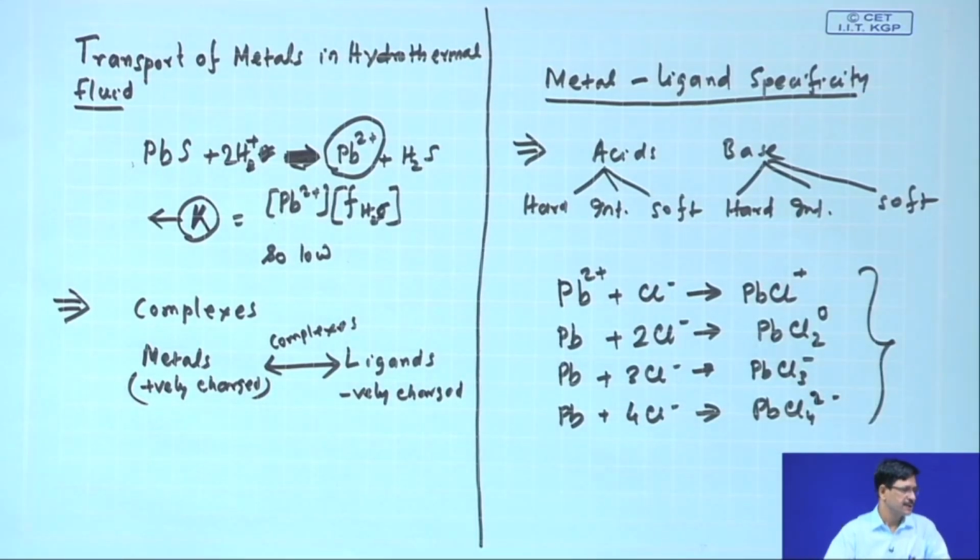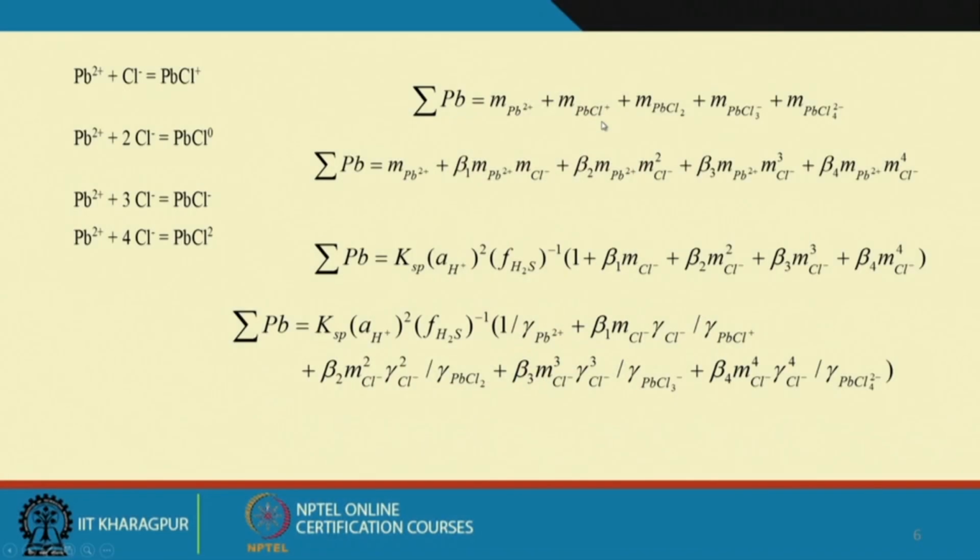So, if you could see on this, here the total concentration of lead is being shown as coming from the molality, the concentration of lead in the form of Pb2+, PbCl+, PbCl2 0, PbCl3-, and PbCl4 2-.